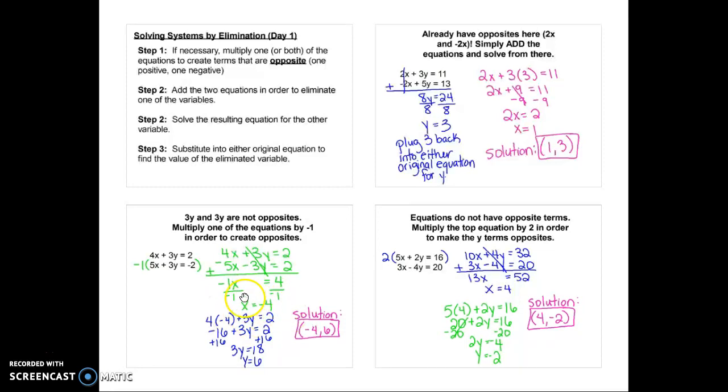Now that's just your x term. You have to take this x value and plug it back into one of the two original equations. So you cannot plug it into this new second equation that we made. It has to be one of the original equations that was given to you. Right? Again, it doesn't matter which one you choose. In this case, we chose the top equation.